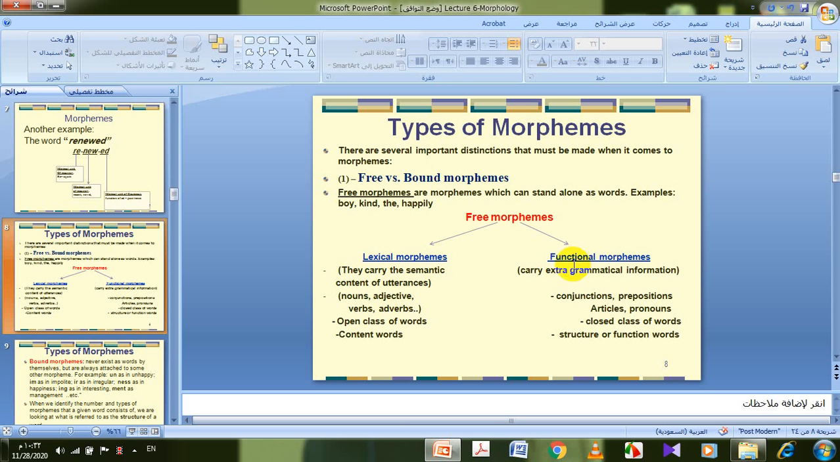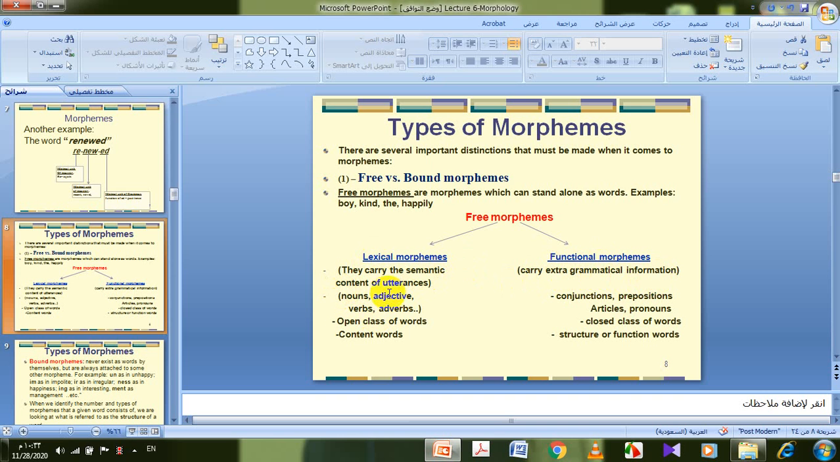However, functional morphemes, as the name suggests, have a specific function, that is of a grammar. So they carry extra grammatical information. They carry the functional content. It's very easy. So we have lexical, those that carry the semantic content of utterances, and those which convey the grammatical information.